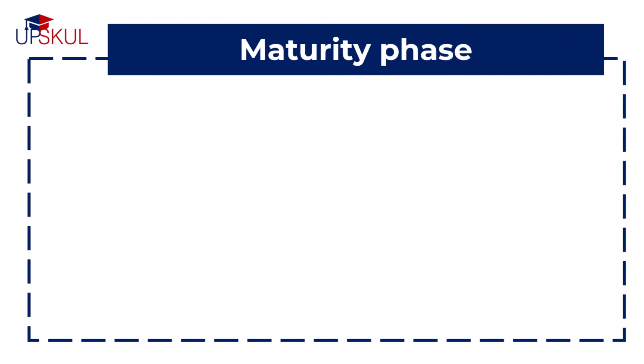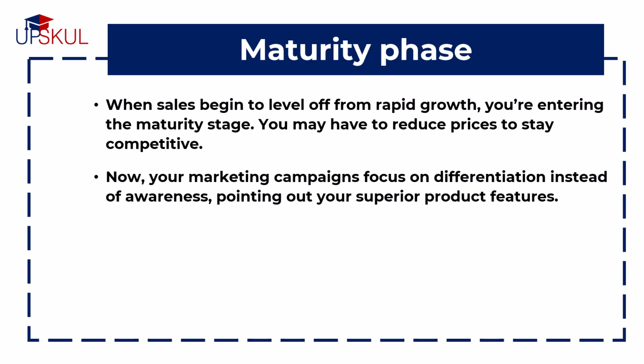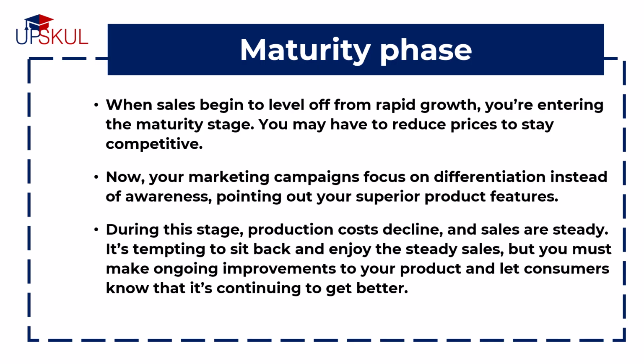When sales begin to level off from rapid growth, you're entering the maturity stage. You may have to reduce prices to stay competitive. Now, your marketing campaigns focus on differentiation instead of awareness, pointing out your superior product features. During this stage, production costs decline and sales are steady. It's tempting to sit back and enjoy the steady sales, but you must make ongoing improvements to your product and let consumers know that it's continuing to get better.